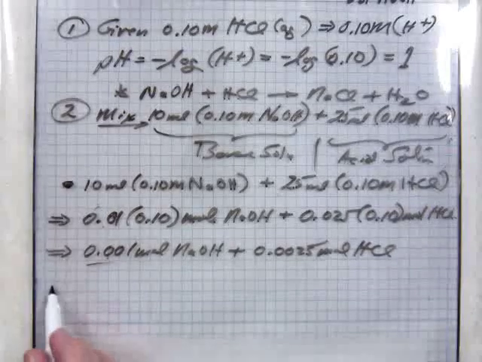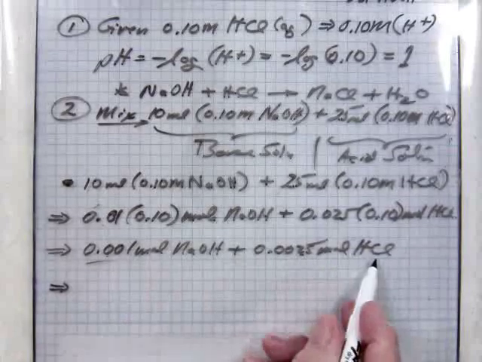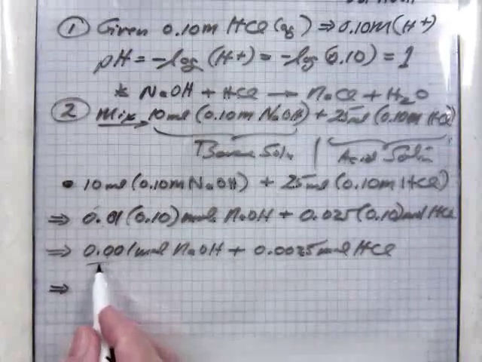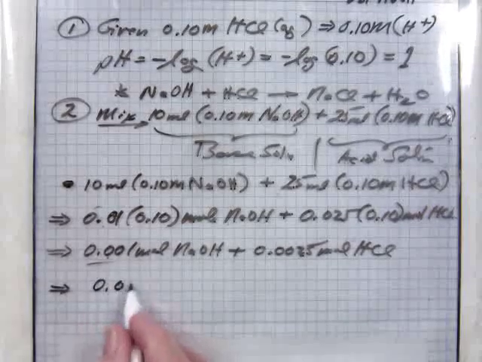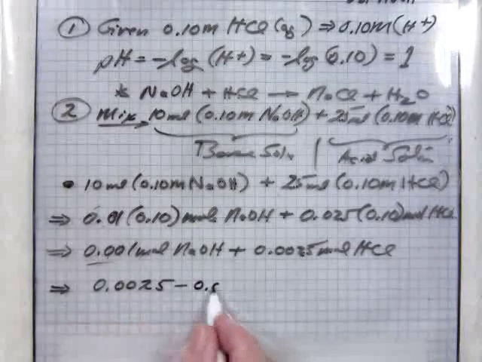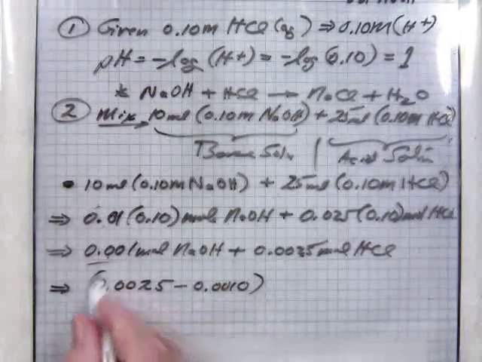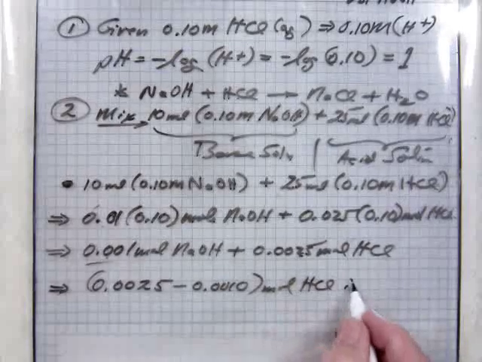And so we subtract the 0.001 mole of sodium hydroxide from the 0.0025 mole of HCl, and we have the excess mole of HCl in excess.